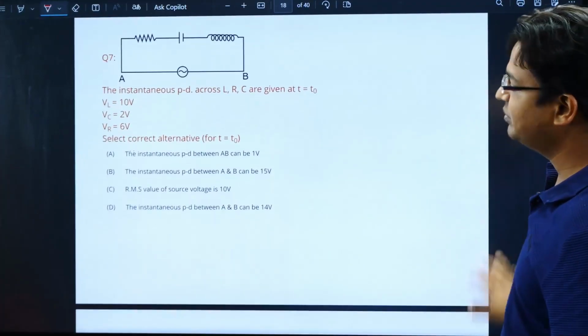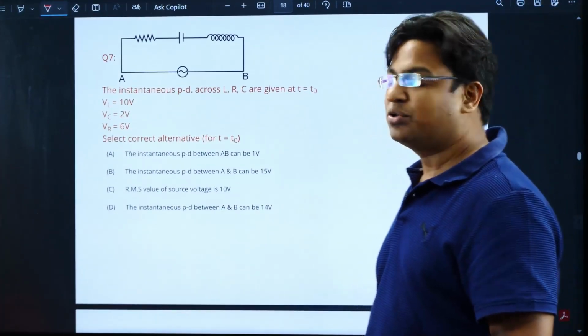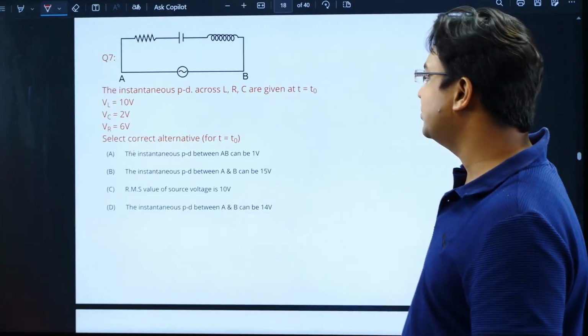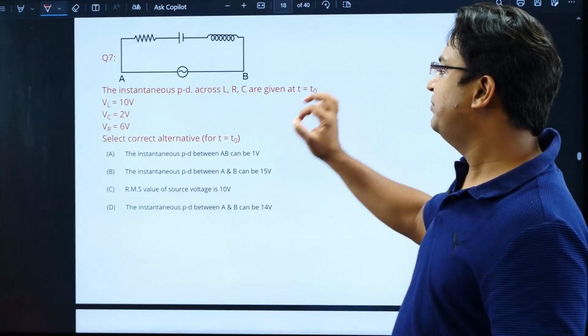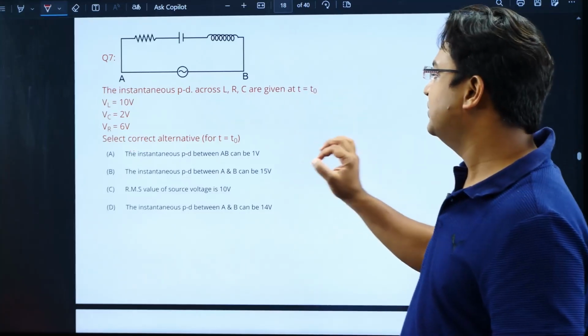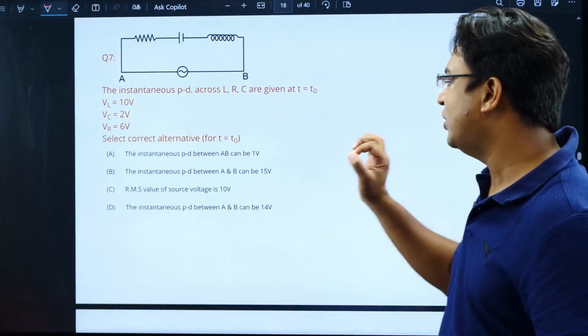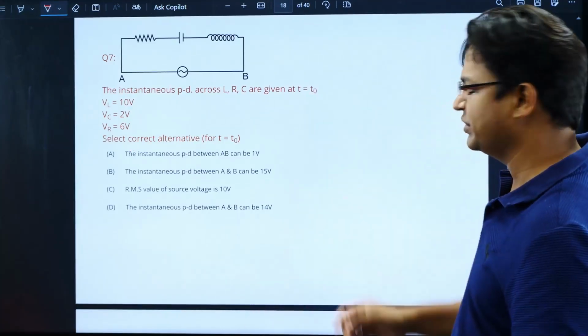Okay, now let's come to the next question, question number 7. The instantaneous potential difference across LCR is given at t equal to 0. At a certain instant we have been told that the instantaneous potential difference across L, C and R is this. We have to select the correct alternative for t equal to 0. This is a good question actually.